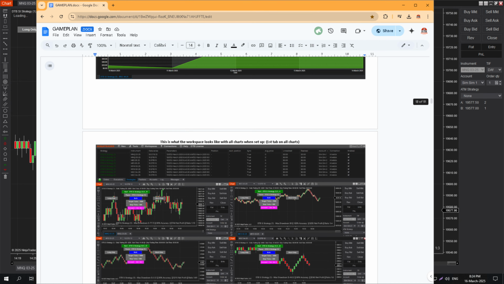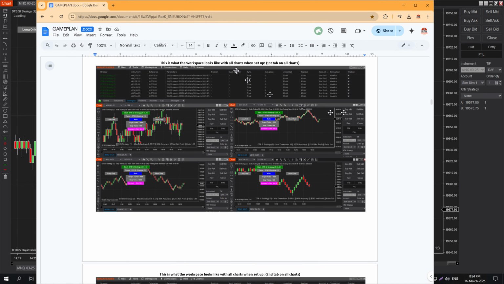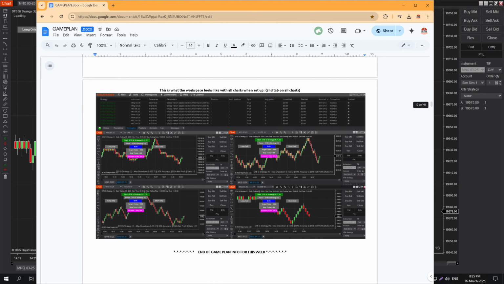Okay, and then I've also at the end put in the game plan screenshots. So there's a screenshot over here, which is the first tab. So you'll see the first tab has been selected on all the charts. And the second screenshot is the second tab. So we're basically running 4 charts with a duplicate tab in each. And the first tab is running 1 to 8, and the second tab is running 9:35 to 11.